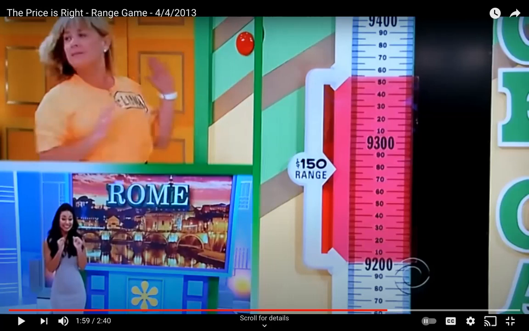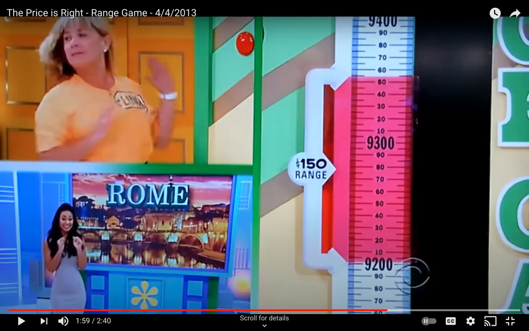So let's talk about this real quick before we keep going. Why are they giving her a range? Why not just make her try to guess the exact price of the trip? To give her a higher chance of getting it, and to actually make the game more competitive, more watchable, right? Do you think it's possible for her to guess the exact price of this trip? Yes or no? It's very unlikely. It is possible, but it's very unlikely, right?